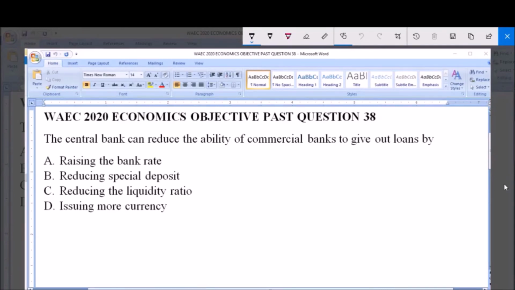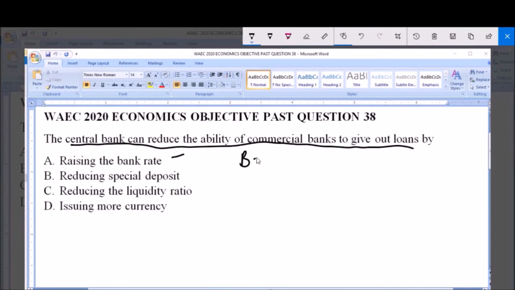The central bank can reduce the ability of commercial banks to give out loans by A. Raising the bank rate, B. Reducing special deposits, C. Reducing the liquidity ratio, D. Issuing more currency. Now, amongst the options given to us, the measure that is usually taken by the central bank to reduce ability of commercial banks to give out loans is option A, raising the bank rate.